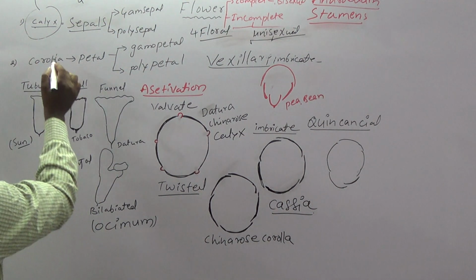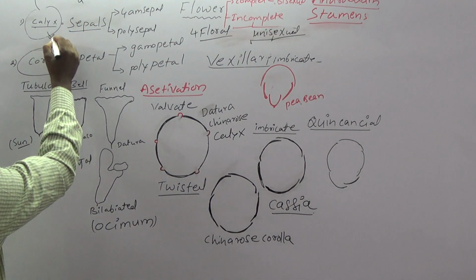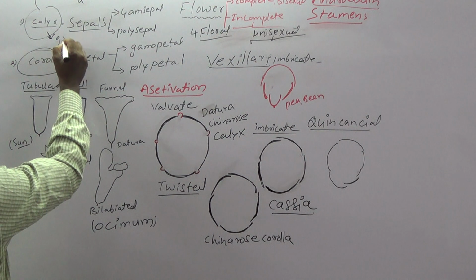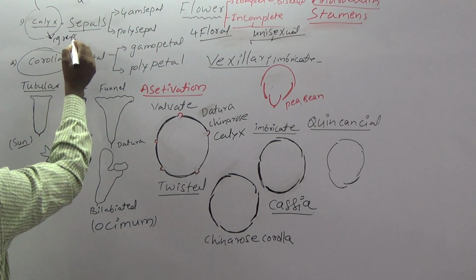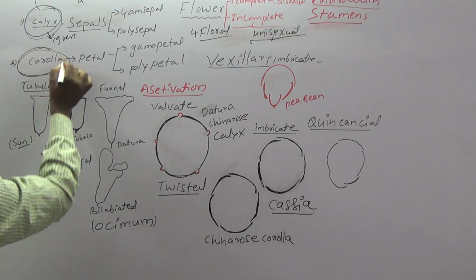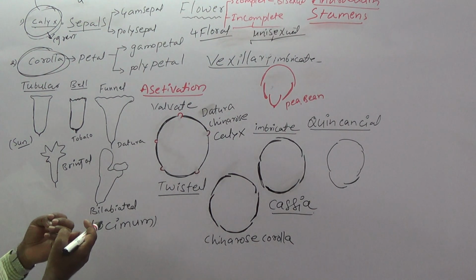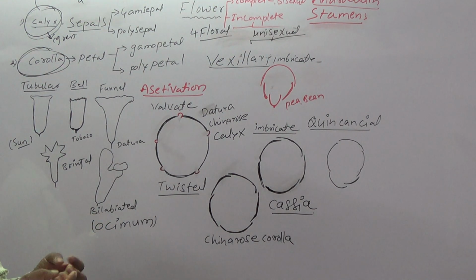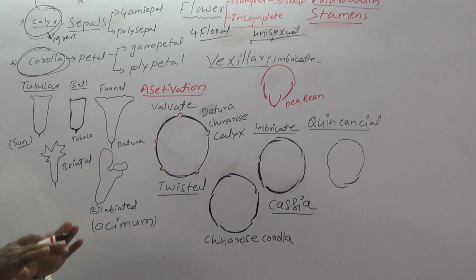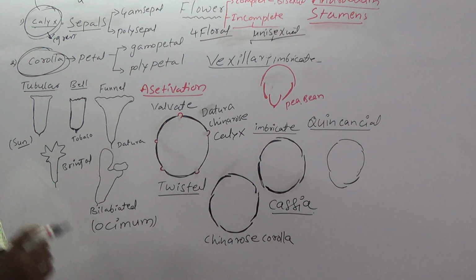What is the second floral part? Corolla. Calyx is always green in color and very small, but corolla is formed in different morphology, different color and different size. Why is the corolla expressed in different shapes and colors? To attract insects for pollination.